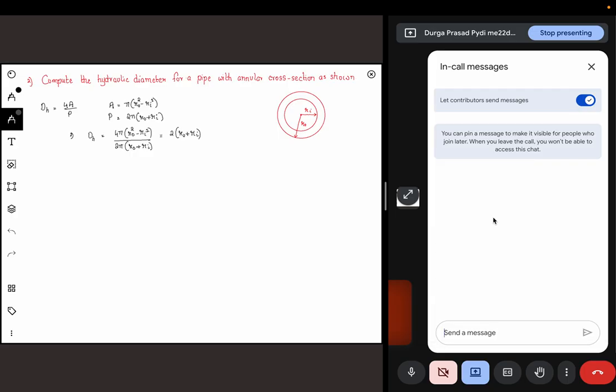So it is touching in two different places. It is touching on the inner surface, which is 2 pi ri, and it is also touching on the outer surface, which is 2 pi rho. That will leave me with 2 pi times rho plus ri. So if I substitute, the hydraulic diameter is 2 times rho minus ri, right?